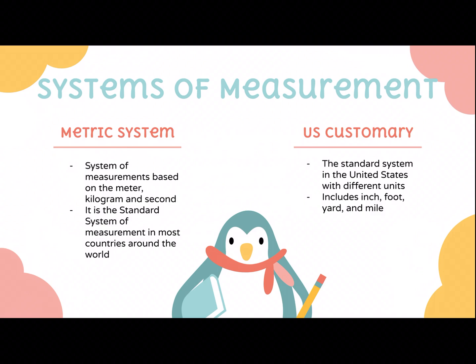But if you are in the United States, it has its own system called the U.S. customary system. And that includes units such as the inch, foot, yard, and mile, which are more commonly used there over the meter and the kilogram.